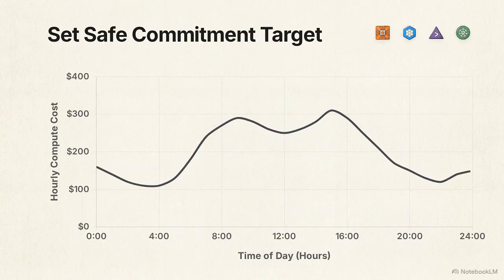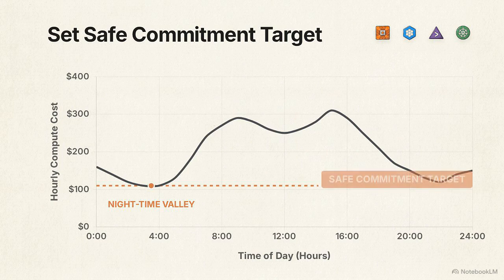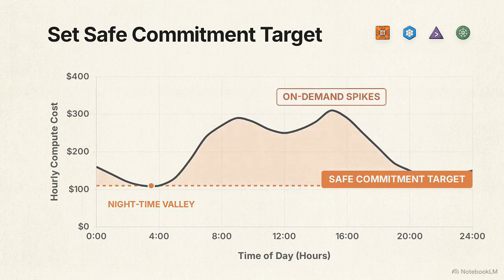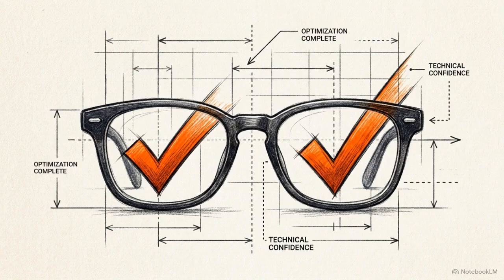Once you isolate your permanent production workloads, you identify the lowest point of your nighttime valley. That floor is your mathematically safe commitment target. By targeting the valley, you intentionally leave your peak daytime spikes on standard on-demand pricing. That is the precise strategic maneuver required to eliminate the risk of wasted spend entirely.